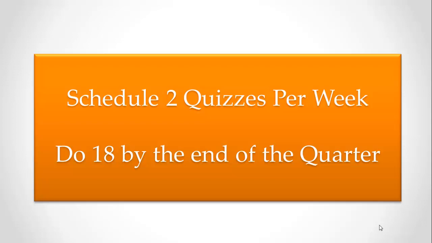So if you choose, you can do extra content, and that will give you extra credit at the end of the quarter. However, to stay on track, make sure that you schedule 2 quizzes per week. The first week is a bye, so that's why there's 18. 2 quizzes times the 9 additional weeks in the quarter gives us 18 quizzes by the end of the quarter. Do 2 modules a week, schedule 2 quizzes per week, and you'll be right on track.